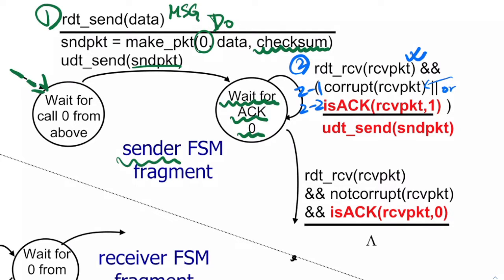Or situation 2, I actually know it is an ACK sent by the receiver, but currently I'm waiting for ACK0, and the current ACK that I receive is ACK number 1. So no matter what, these two different situations indicate that there is something wrong with the receiver.